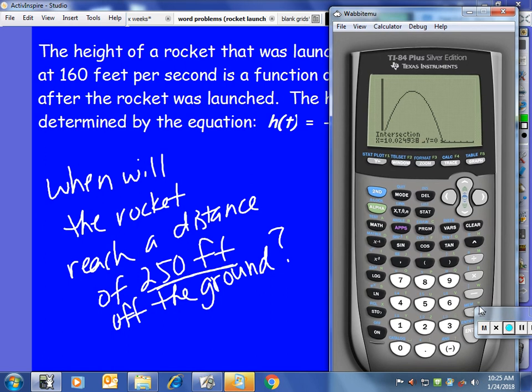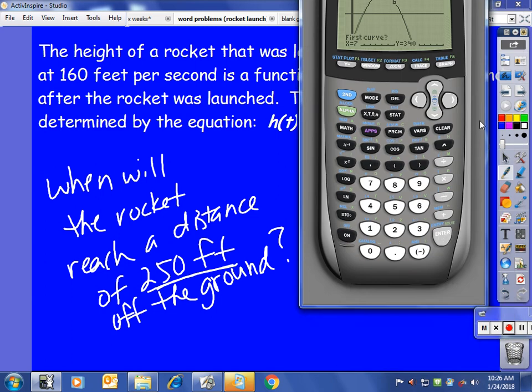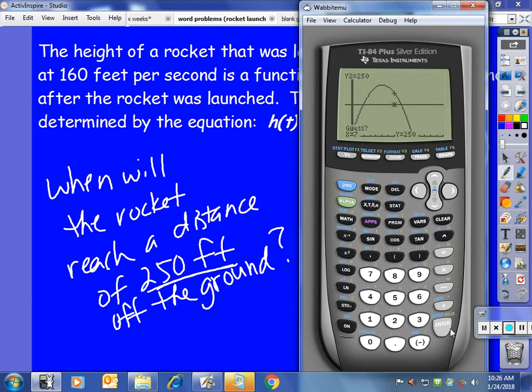Yeah, we've already got our function rule in there. We're not finding the zeros anymore. We're finding the 250s of the function. We want to know, when did it get 250 feet off the ground? It got there twice. Once on the way up and once on the way down. It got there right here and right here. So I'm looking for two different time values. I'm going to calculate where they do what? Intersect. First curve, second curve, guess.